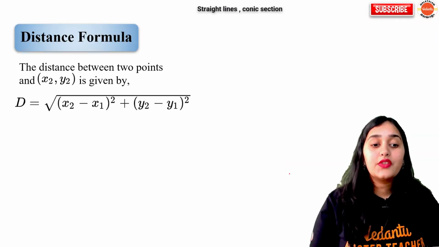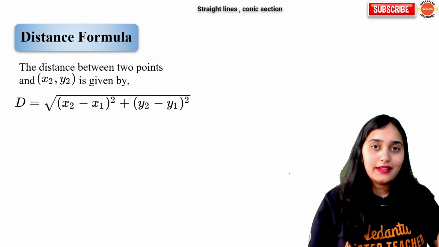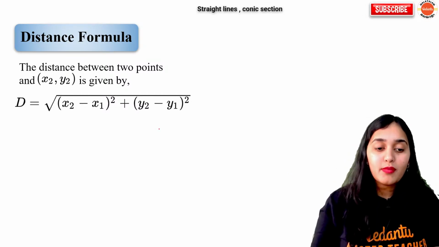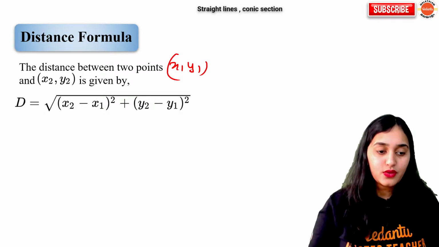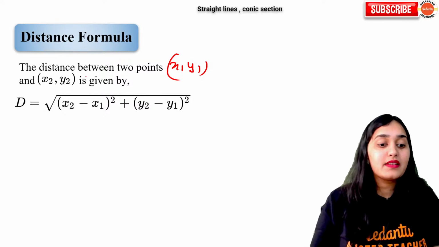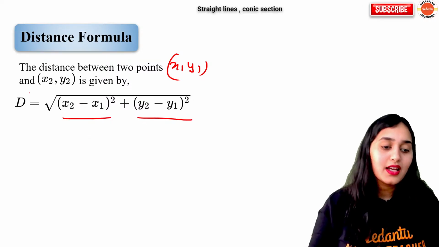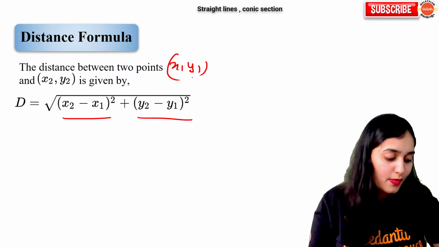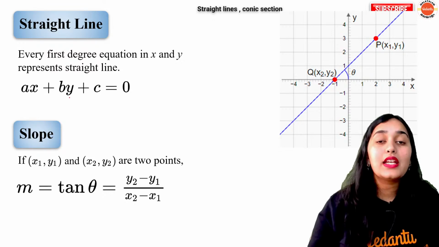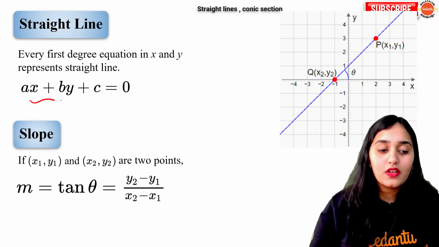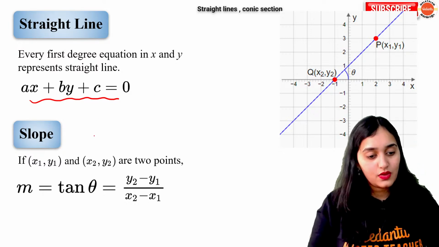In straight lines, what are the formulas that we have learned? Let's revise all the formulas. Distance formula: if there are 2 points (x1, y1) and (x2, y2), then the distance between them is the square root of (x2 minus x1) whole square plus (y2 minus y1) whole square. Next, the equation of a straight line looks like ax plus by plus c equal to 0.